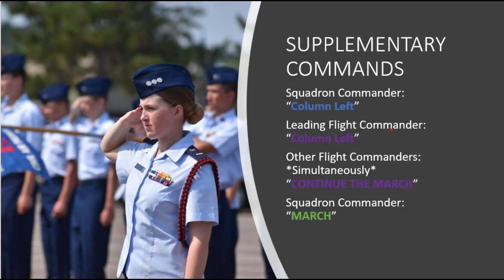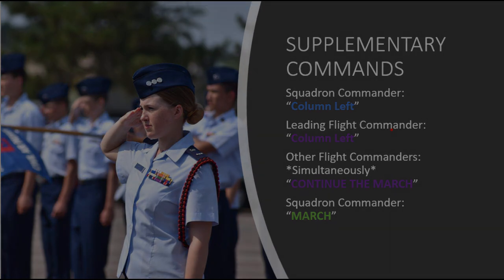Let's say you're practicing pass and review. Your squadron commander calls column left. As the first flight commander, you would also repeat that preparatory command, column left. The other flight commanders would instead say continue the march. Once the squadron commander calls the command of execution, the command is executed by the first flight. But once the other flights approach, they will then call the correct movement when they get to the correct location as that flight in front of them.